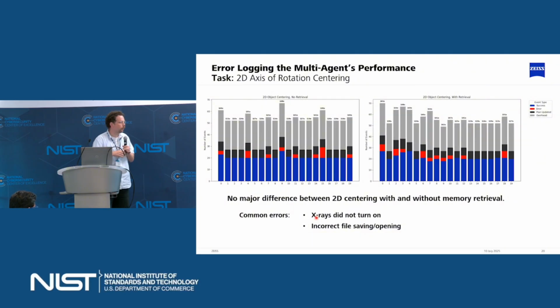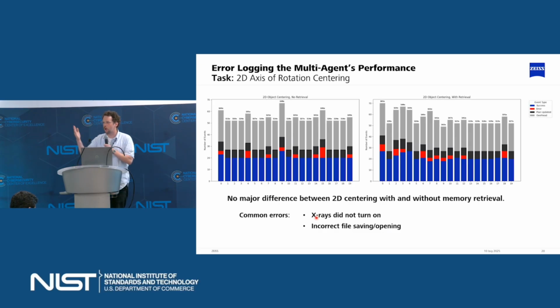In the case of memory retrieval, on the left we have 20 random samples without memory retrieval, and on the right we have 20 random samples from this task with memory retrieval. There's not a lot of difference. There are some common errors between the two. The main one is the x-rays did not turn on, which is actually, and Zeiss will hate me for saying this, our issue. It's an API issue, not one with the multi-agent. And then saving and opening files is also sometimes an issue for reasons I won't get into. I do want to say though, all 20 of these that you're seeing on both sides were successes.